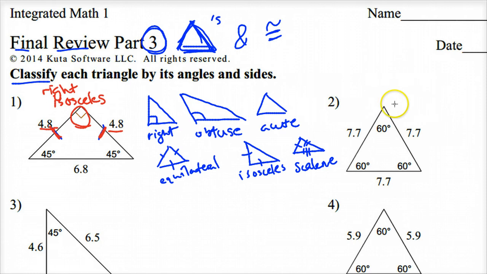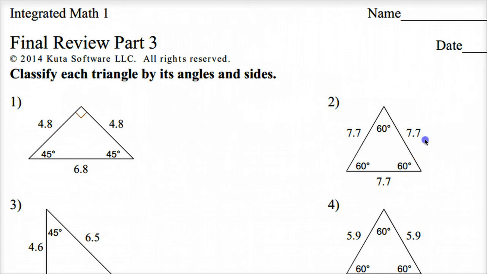Let's take a look at number 2. Very similar. I have, oh look, all three sides the same, all three angles the same. We call that equilateral. It's like the perfectly balanced triangle. That's it. Easy stuff. Let's move on.